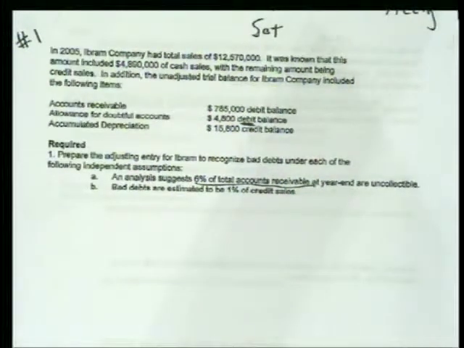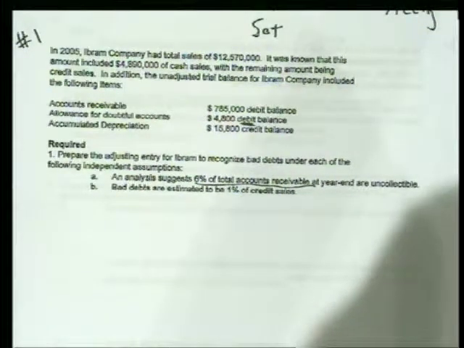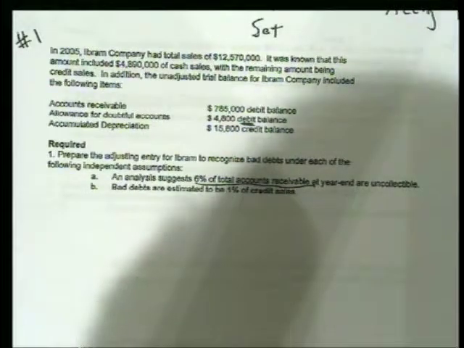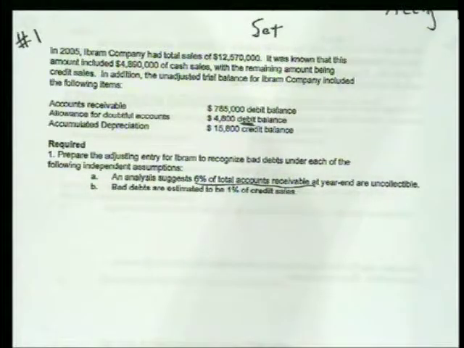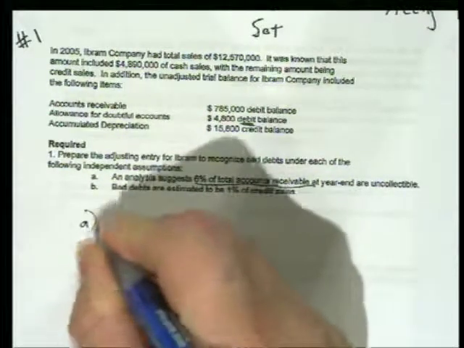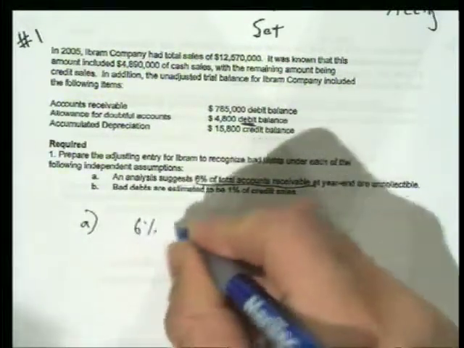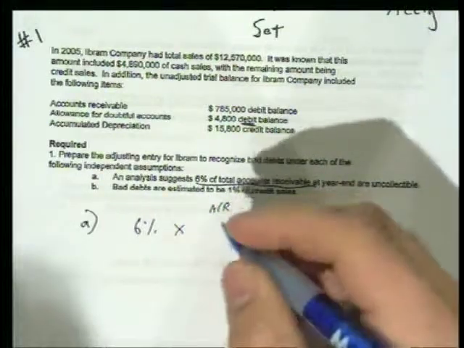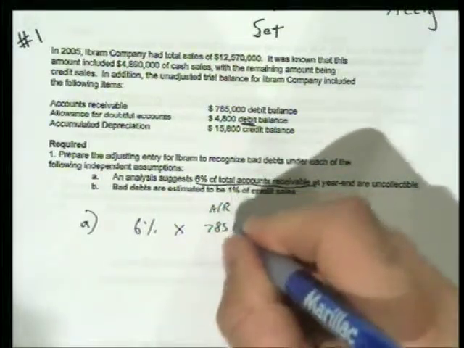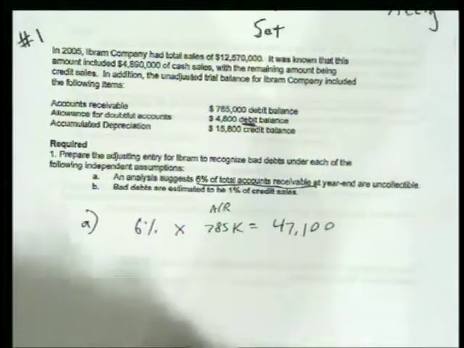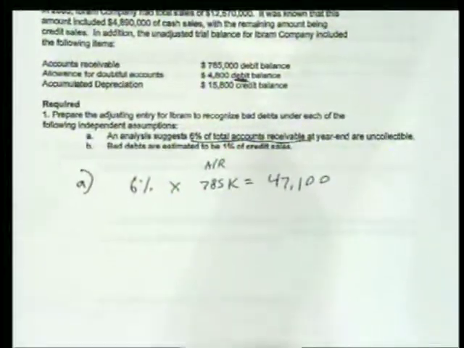Okay? Now, as soon as you see that percentage of AR, you know that's the situation where we have to do that extra little step. So let's go ahead and do that. So we know that 6% times our AR amount is, how much is AR? $785,000? What does that equal? $47,100. Now, is that the amount that goes in the journal entry?